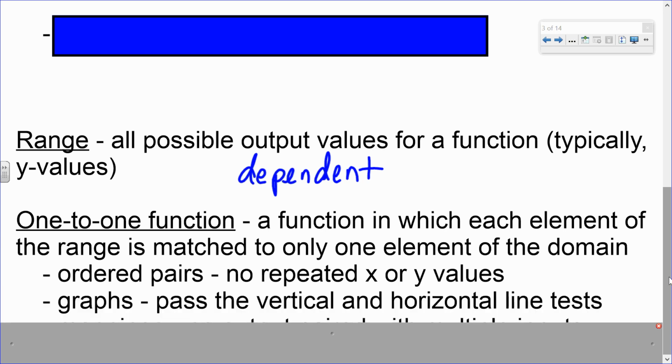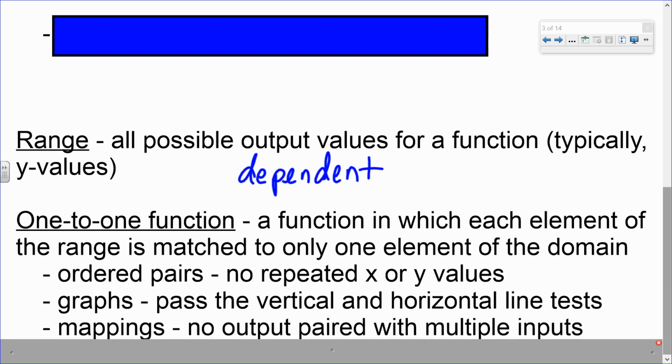If it's a graph, it has to pass the vertical line test to be a function and pass a horizontal line test to be one-to-one. If it comes from a mapping, all of the arrows have to go just from one thing to another. Nothing has two arrows starting or ending at that particular value. And that will be one-to-one.